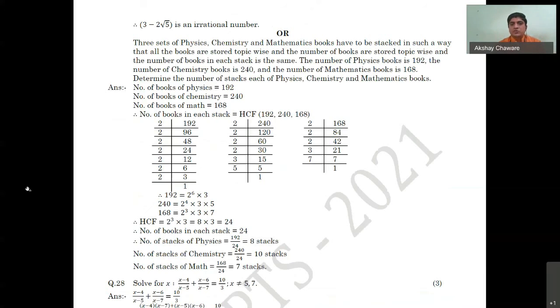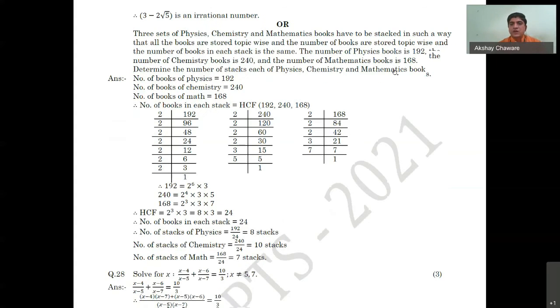Now the next optional question was: 3 sets of physics, chemistry, mathematics books have to be stacked in such a way that all the books are stored topic wise and the number of books in each stack is the same. The number of physics books is 192, the number of chemistry books is 240 and the number of mathematics books is 168. Determine the number of stacks each of physics, chemistry and mathematics books. So the number of books of physics 192, chemistry 240 and math 168.